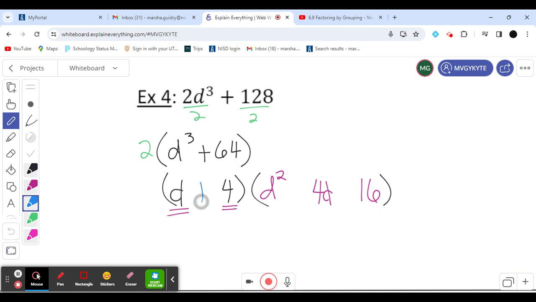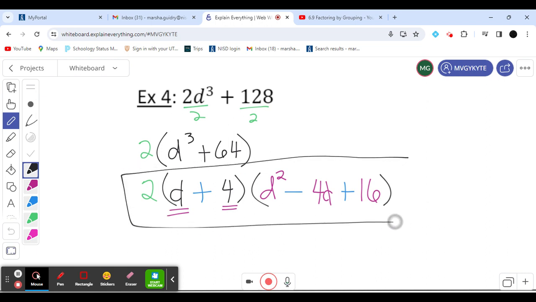SOAP, same as our original, opposite, always positive. Don't forget to bring down your GCF, and you are finished. And that's how you factor the sum and difference of perfect cubes.